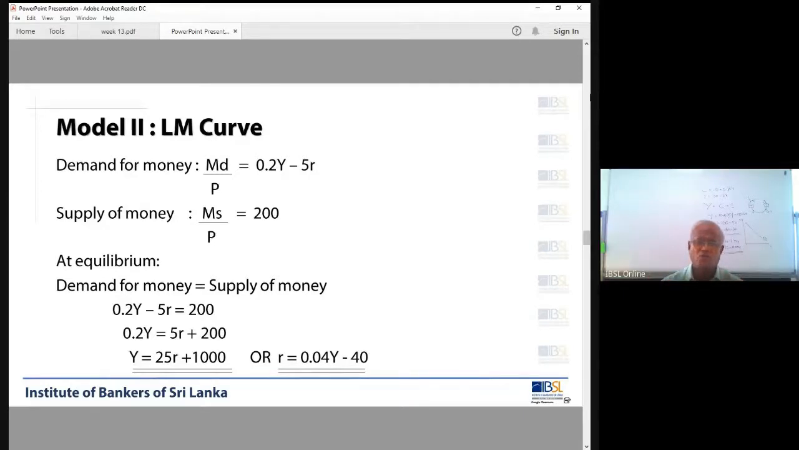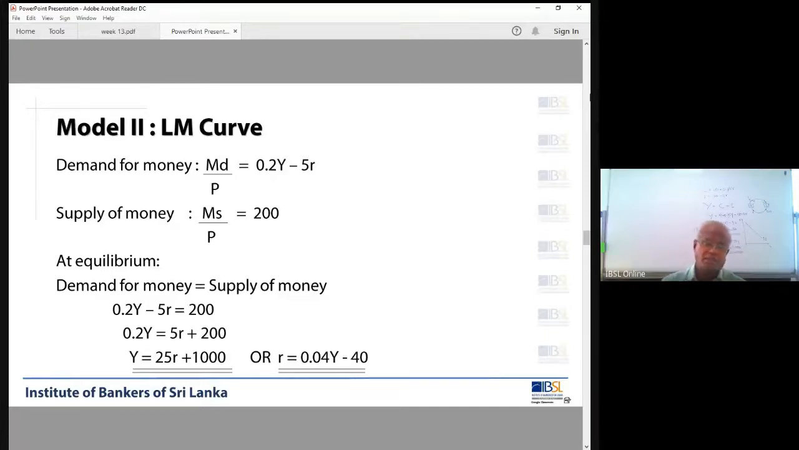Demand for money, 0.2Y minus 5R, equals 200, the supply of money. So 0.2Y equals 5R plus 200. You take 5R to the right-hand side. Then the equation 0.2Y equals 5R plus 200 is the LM curve. If you divide both sides by 0.2, Y equals 25R plus 1000. 0.2Y divided by 0.2 is Y, 5R divided by 0.2 is 25R, and 200 divided by 0.2 is 1000. That is the LM curve.